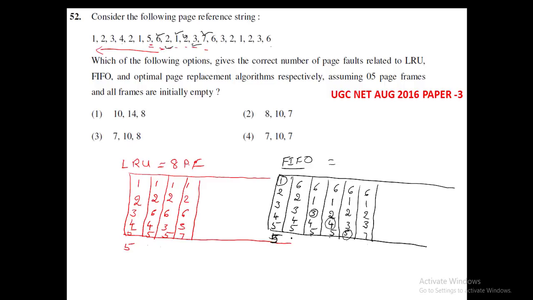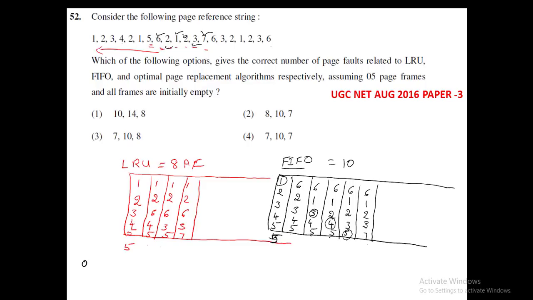Right. So how many page faults? Initially we have 5 page faults, and then one page fault each here, so 5, 6, 7, 8, 9, 10. There are 10 page faults for FIFO, right?